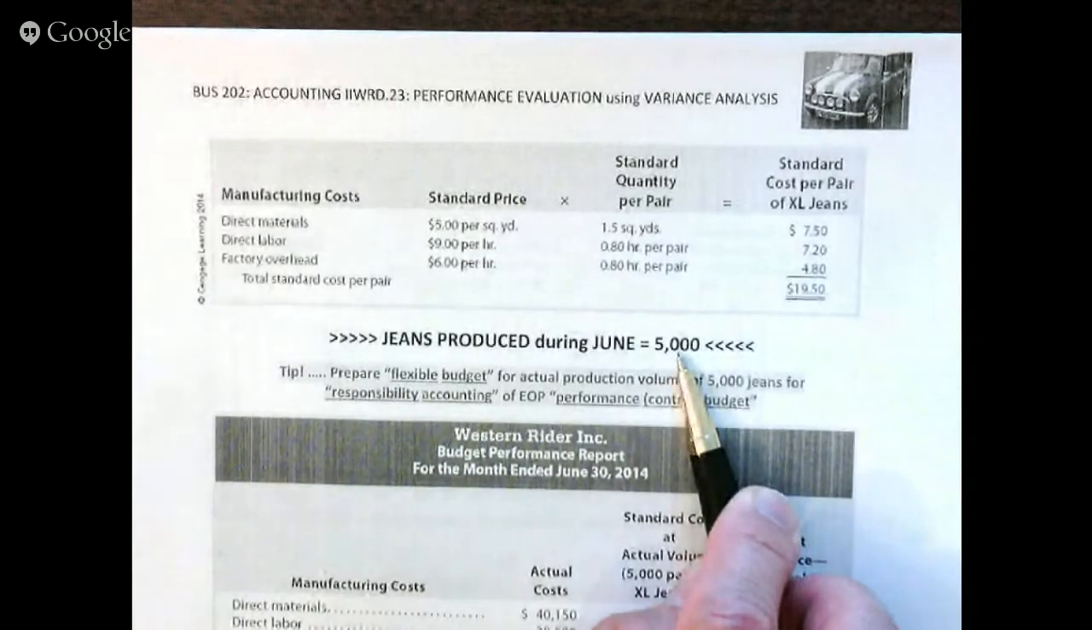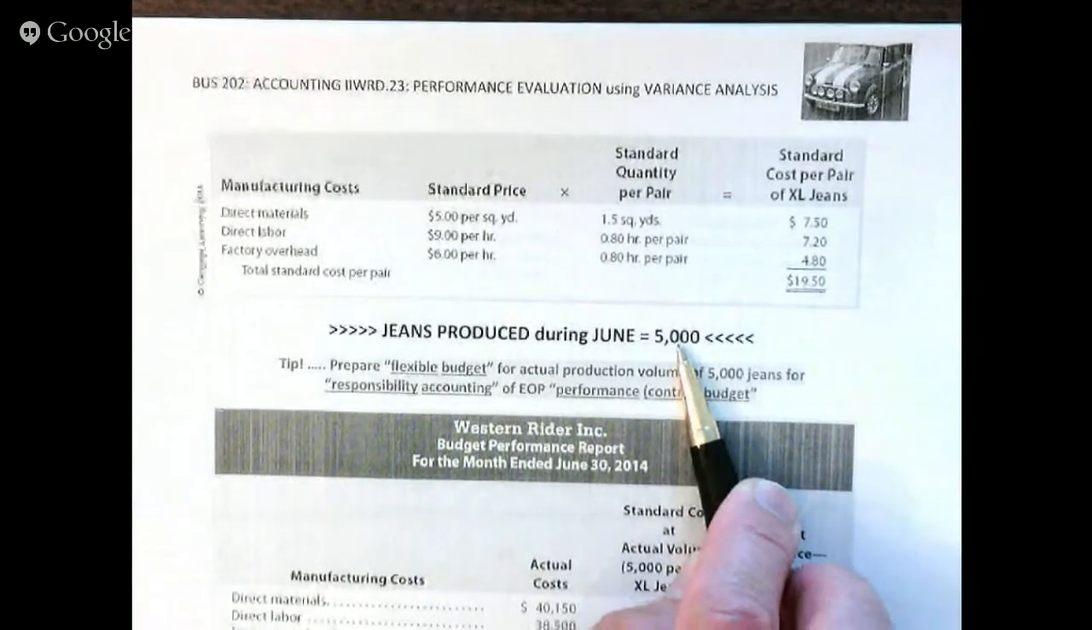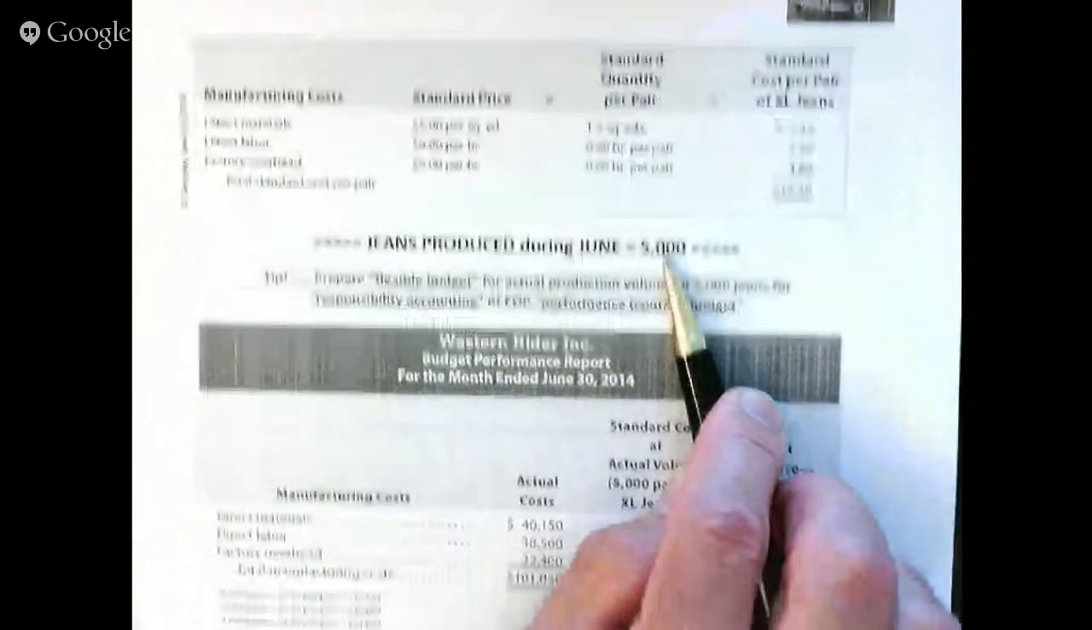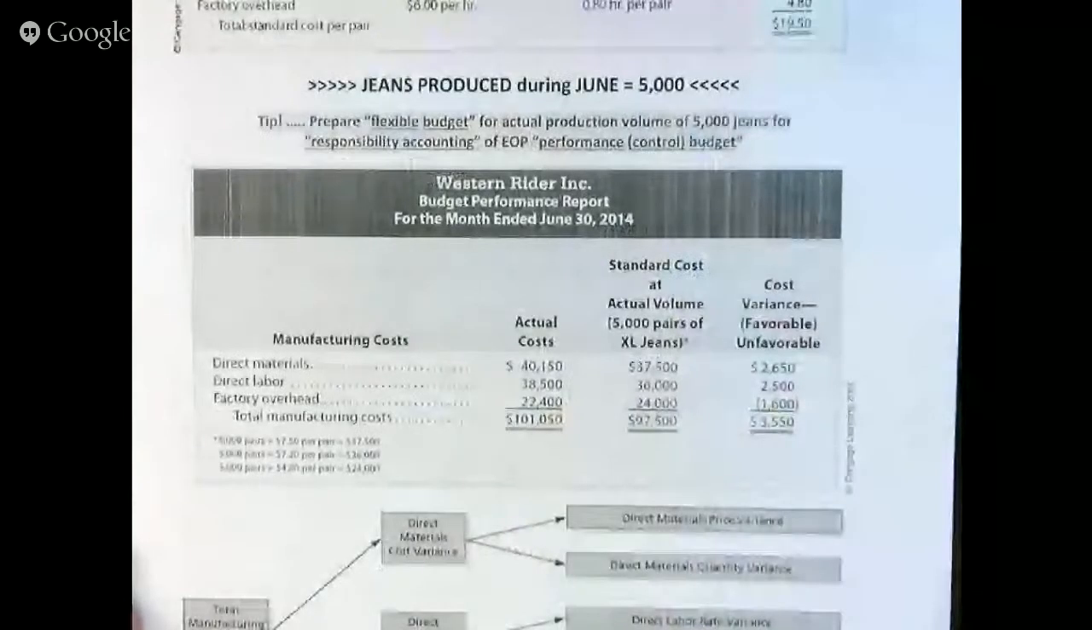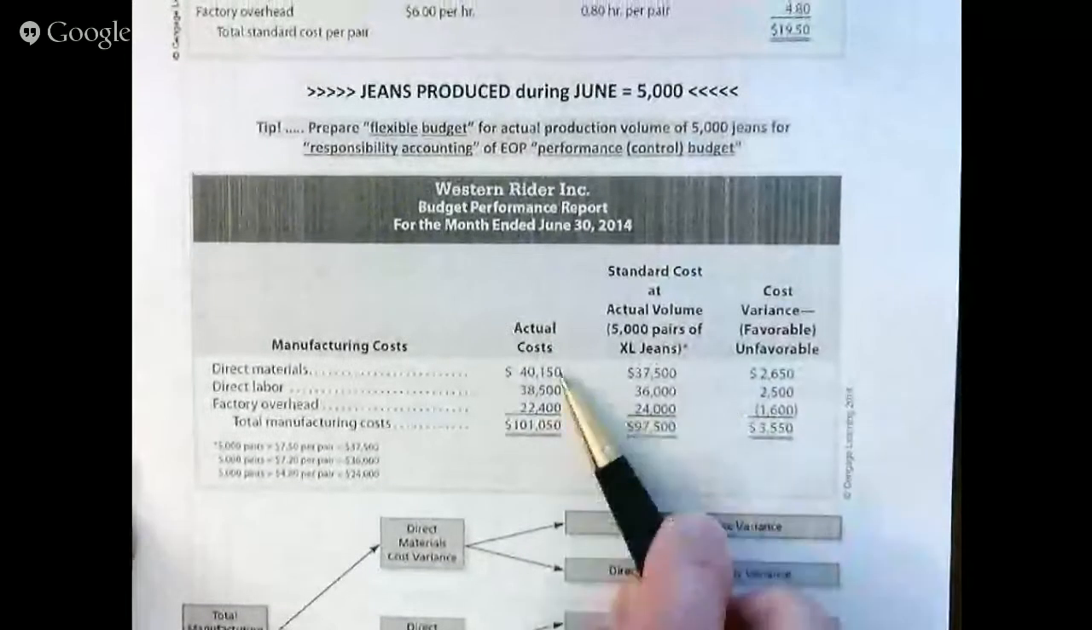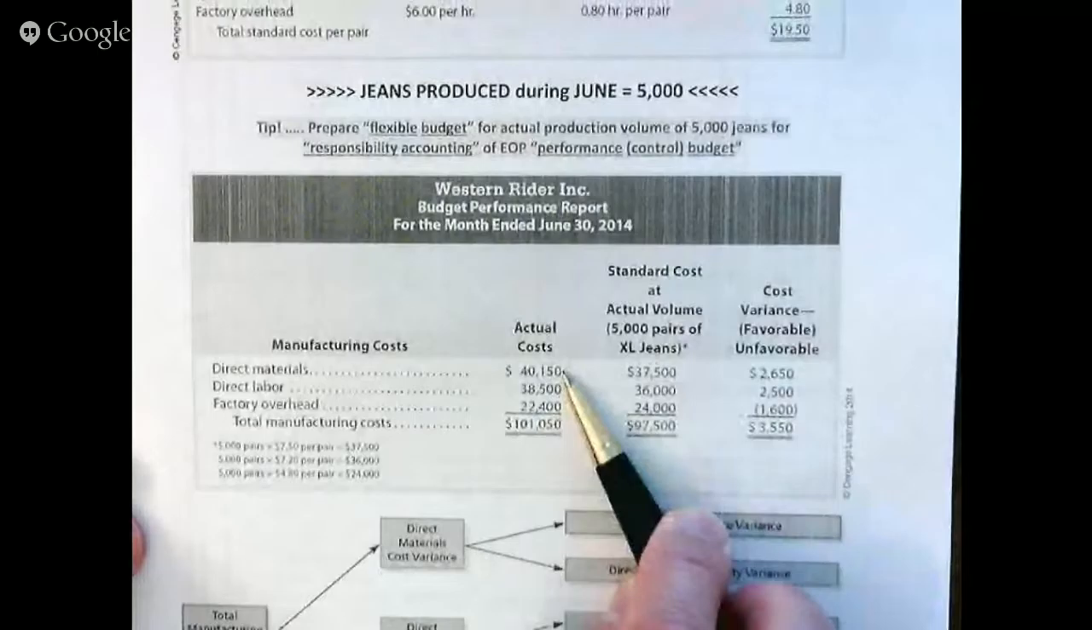So the control budget or the flexible budget should be based on the 5,000 pairs of jeans that it actually made, so that when the flexible budget is compared to actual cost, useful management information will result. So let's just do that. Let's create a flexible budget for the product that actually was made, the 5,000 jeans. In the first column, actual costs were for June.